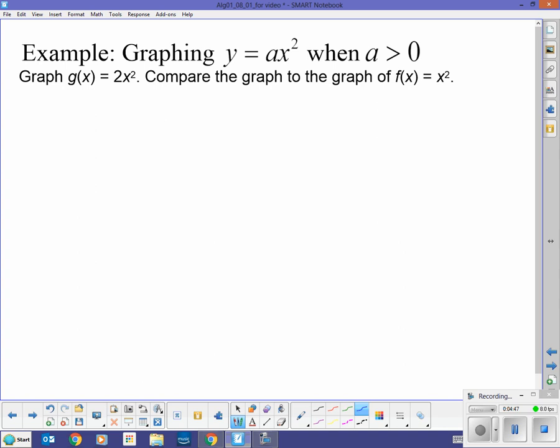Okay, so let's take a look at this first example, graphing a x squared when a is greater than 0. So we want to graph 2 times x squared and compare it to x squared. So hopefully you can see that this is going to be a vertical stretch by a factor of 2. And what is that going to look like?